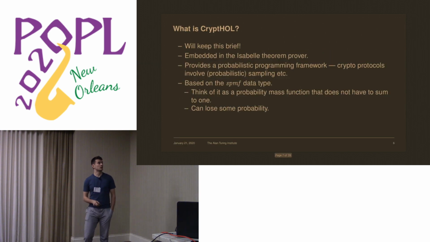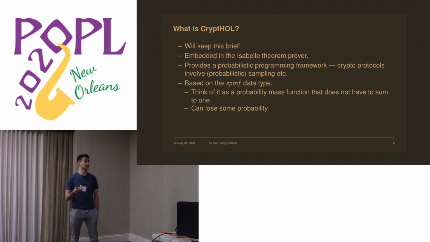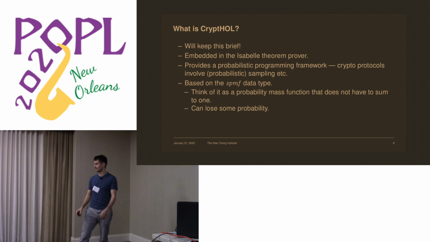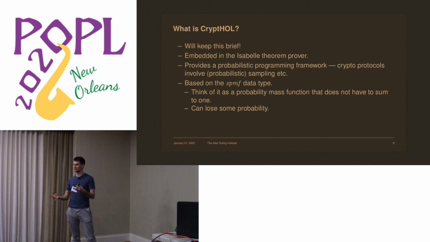Yes. So in this work, we use Isabelle/HOL, the theorem prover, and in particular, we use CryptHOL, which is embedded inside Isabelle to do our proofs. So a quick overview on what CryptHOL is. It's embedded in Isabelle, and essentially it provides a probabilistic programming framework. If you think about it, cryptographic protocols really do some sampling, some assignment, so they can be modeled, and we'll see in a minute how they can be modeled as probabilistic programs.